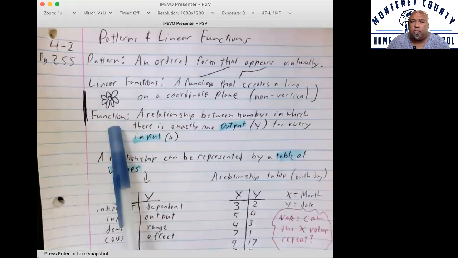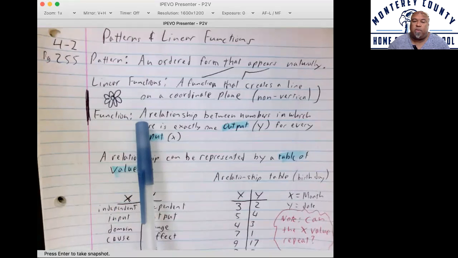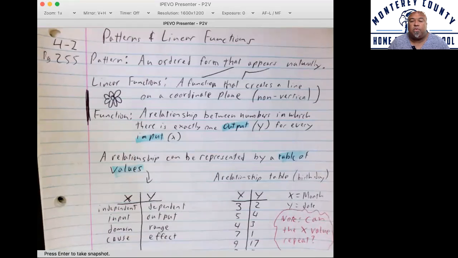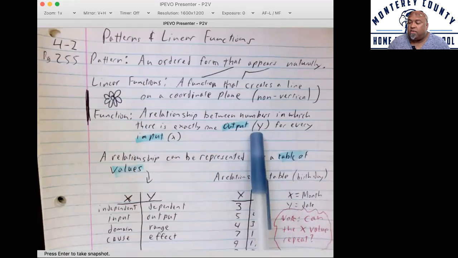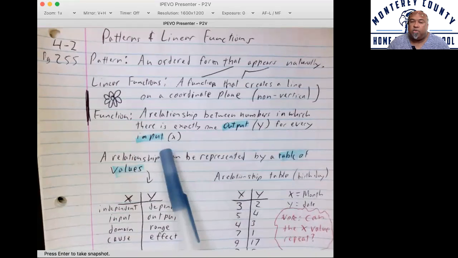I'm not thinking so much about the English usage, but in mathematic usage, let's focus on this definition. It is a relationship. I know I wrote that like it was one word. It's two words. A relationship between numbers in which there's exactly one output, and I wrote the letter y next to that, for every input. I wrote the letter x next to that.